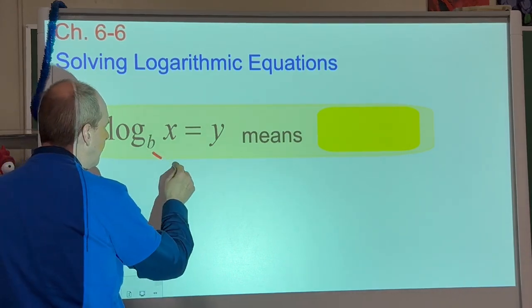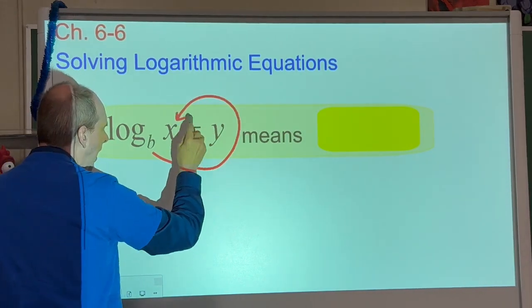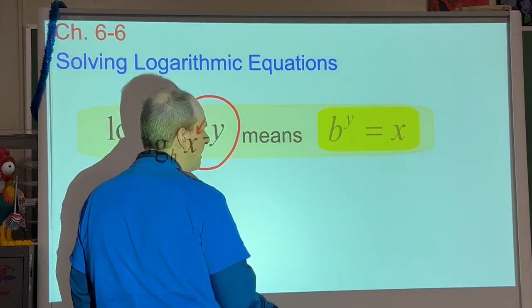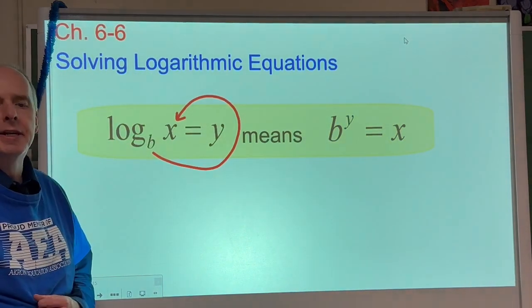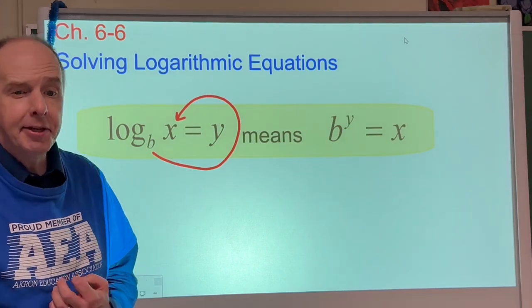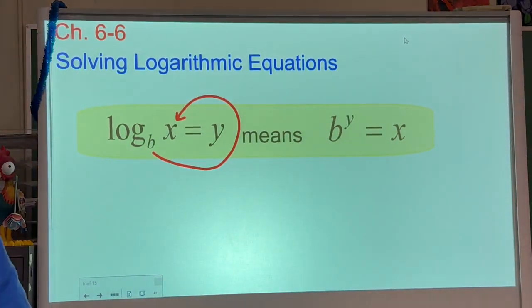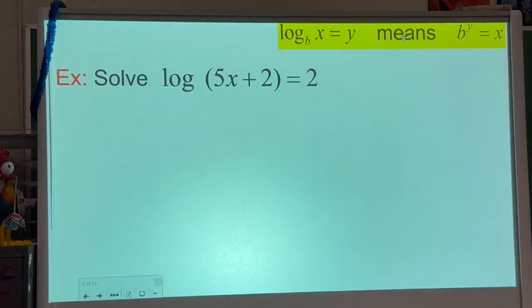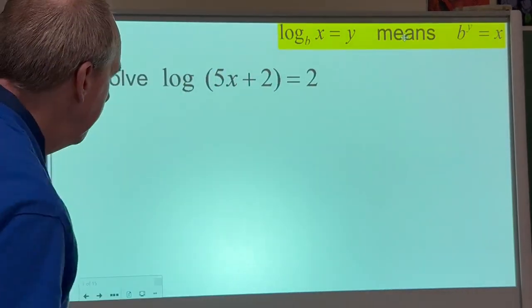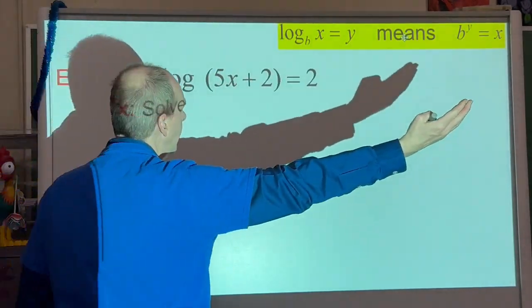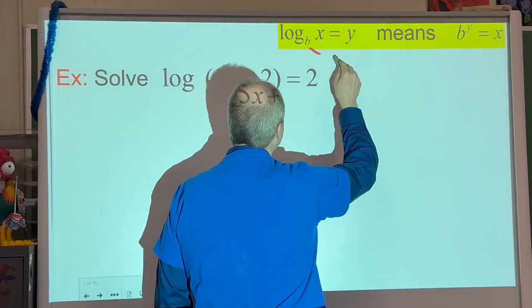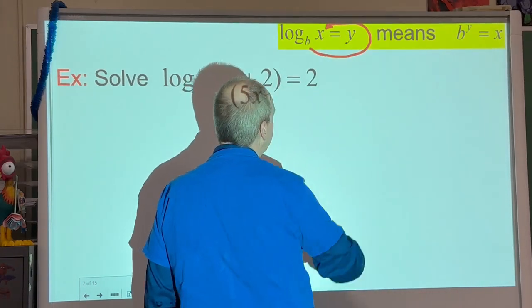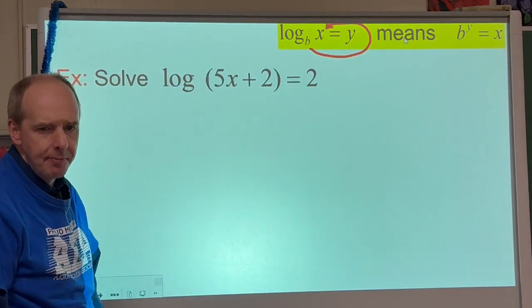Well, we learned we can use our loop method. B to the y equals x. And if we keep that in mind, we can solve a logarithmic equation pretty easily. So there it is. B to the y equals x, right? Use your loop as you're starting in your basement. You pick up your exponent equals the x.